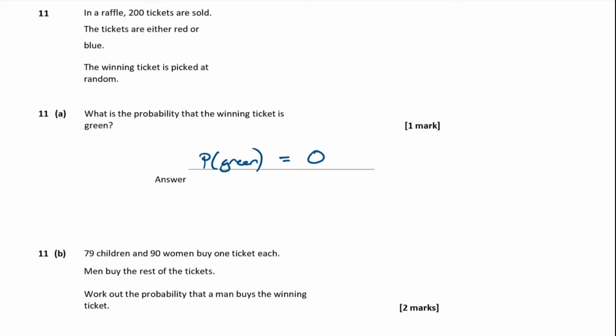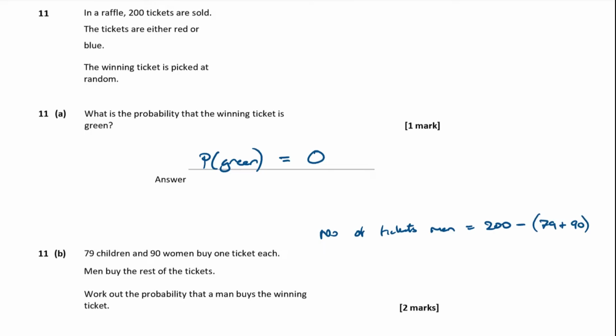Men buy the rest of the tickets. Work out the probability that a man buys the winning ticket. Okay, so all the tickets are sold. 79 went for children and 90 went for women. So the number of tickets for men is going to be the 200 tickets minus the amount they sold to the other group. So the 79 for the children and the 90 for the women.